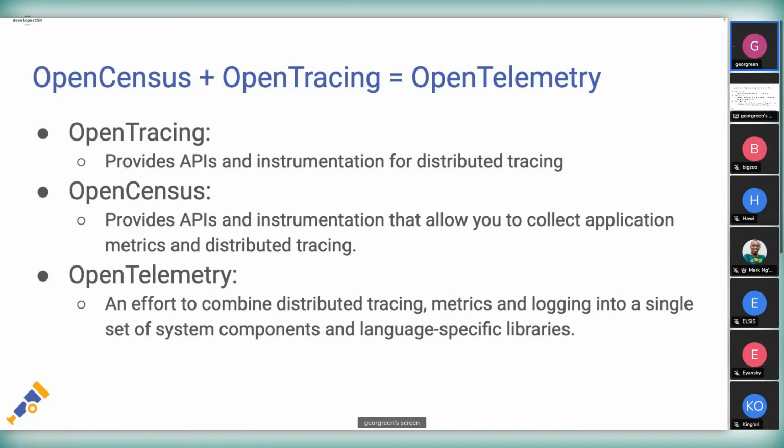Give me a second, something is not working. Okay, here we are working again.